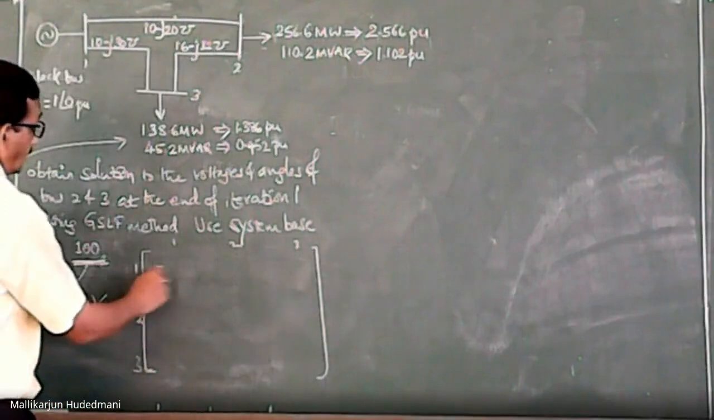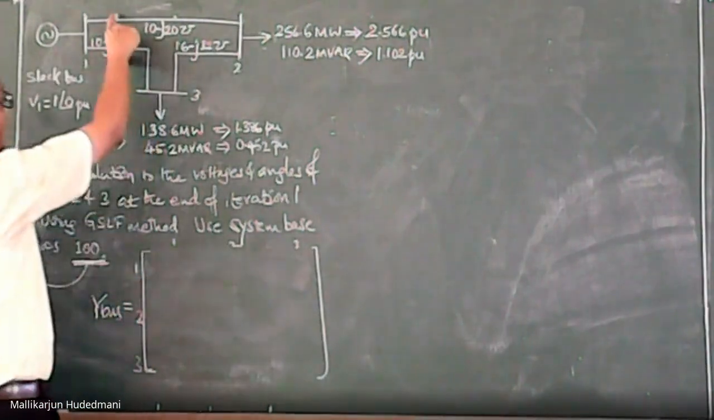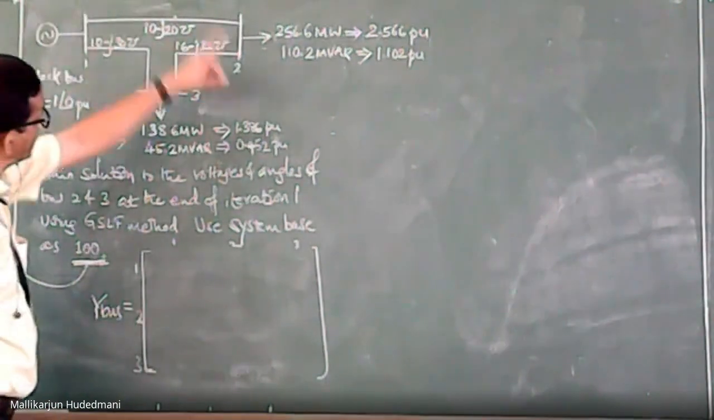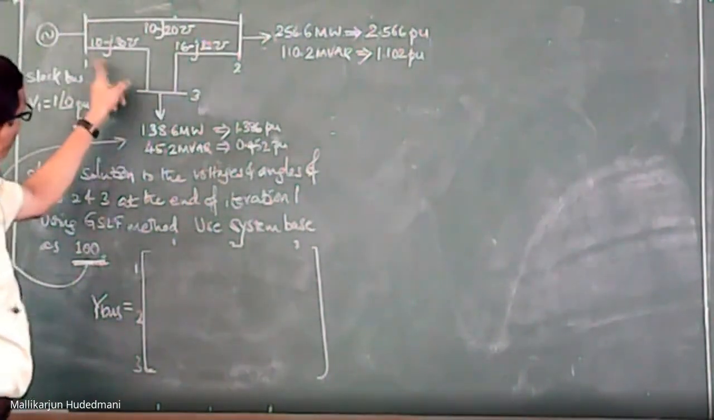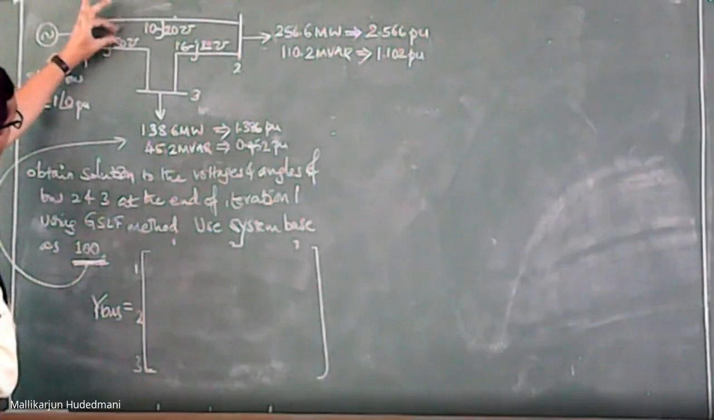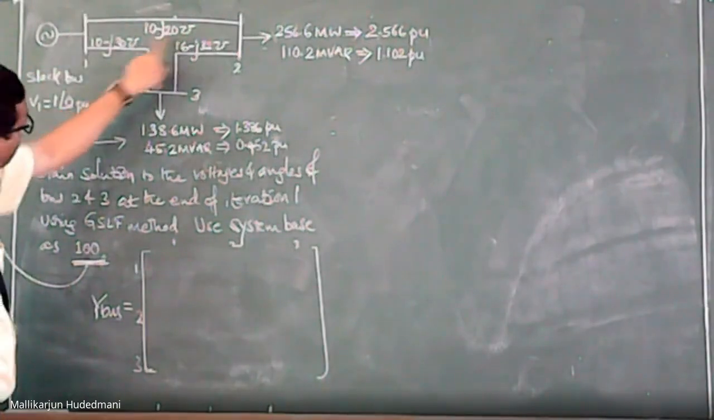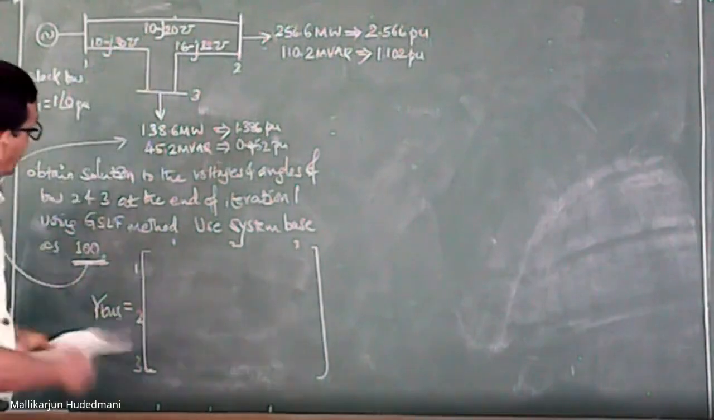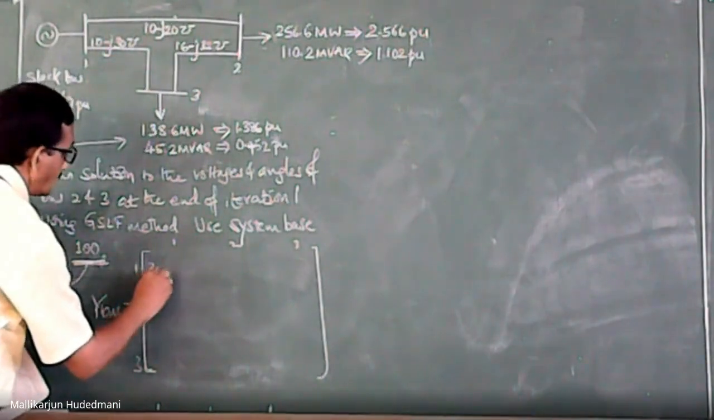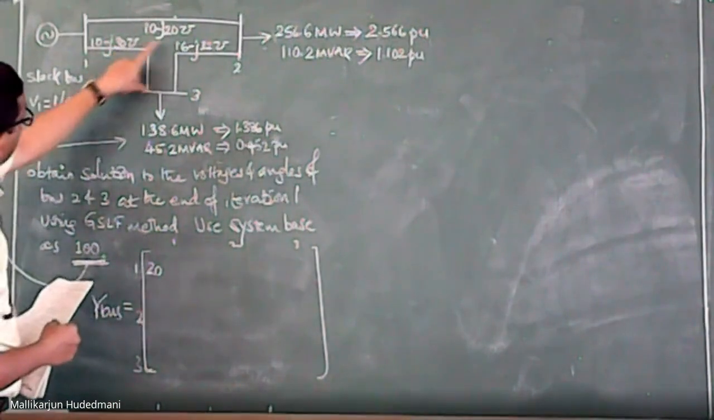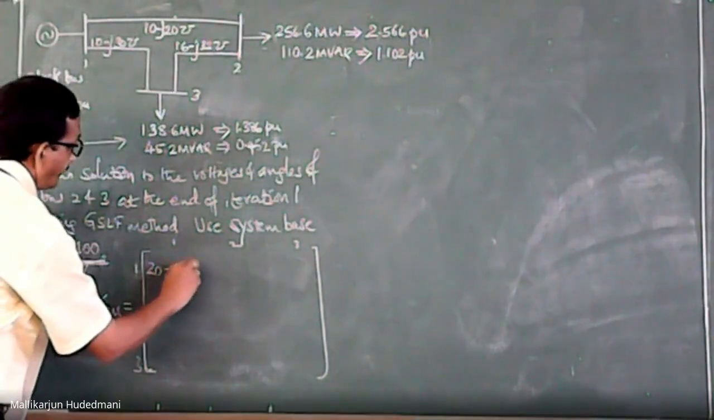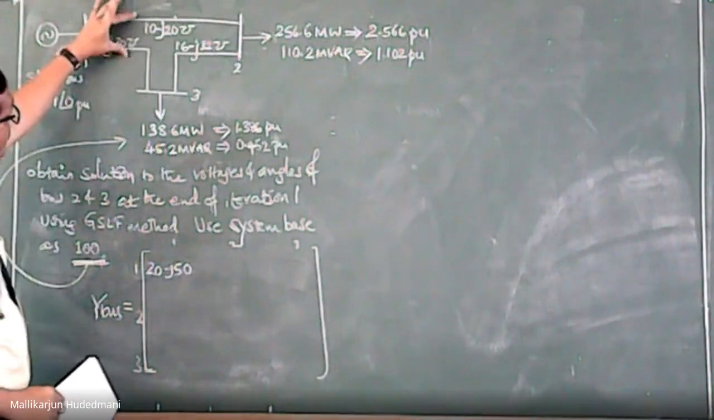Now what is 1 cross 1 here? Sum of the admittances of the lines going from bus 1 to the rest. I have 1 to 2, 1 to 3. Add these two admittances and place them here. What is this? 10 plus 10, 20. 20, and minus 30, minus 20. It is minus j 50. So it is nothing but the addition of these two.